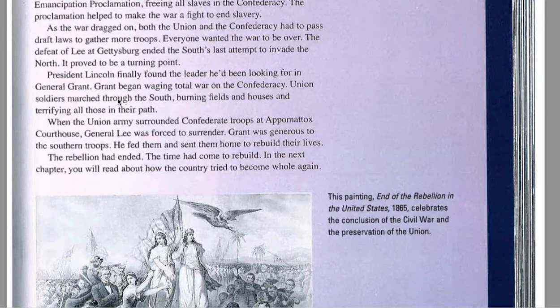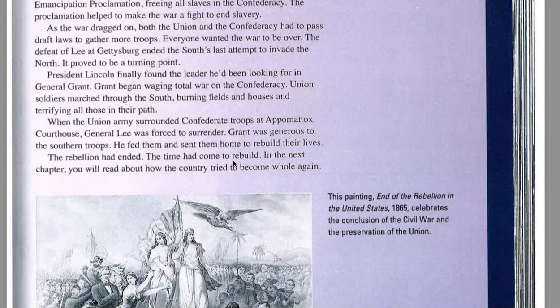President Lincoln finally found the leader he'd been looking for in General Grant. Grant began waging total war on the Confederacy. Union soldiers marched through the South, burning fields and houses and terrifying all those in their path. So Lincoln puts Grant in charge and he attacks the South and really takes over and destroys a lot of towns in the South.